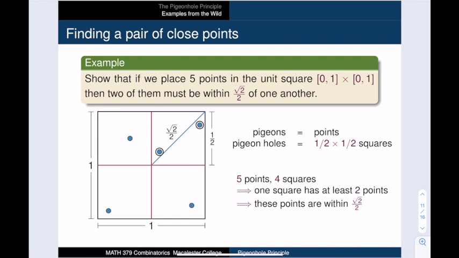And I do want to point out one thing. This proof is valid, but it does not necessarily find the closest pair of points. In this case, those closest points are actually in 2 different boxes. But that's okay. We weren't asked to find the closest pair of points. We were asked to find a pair of points that are close enough.